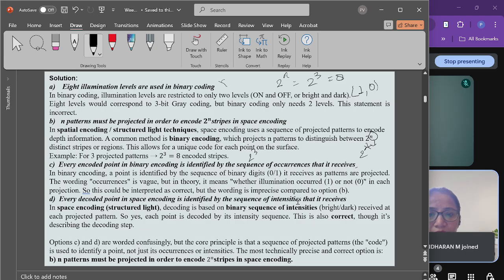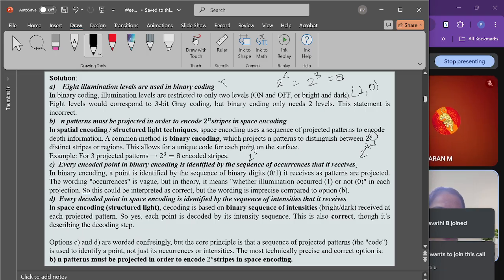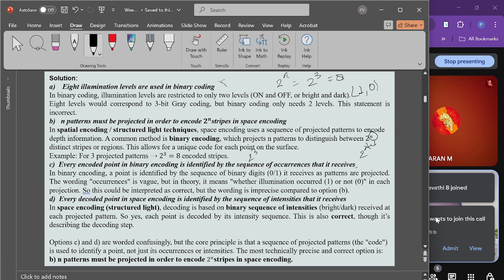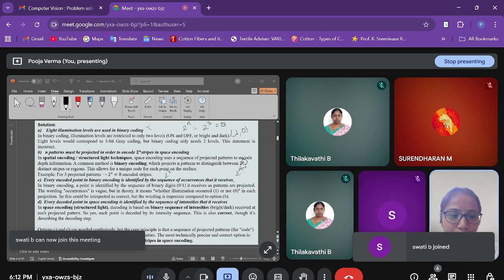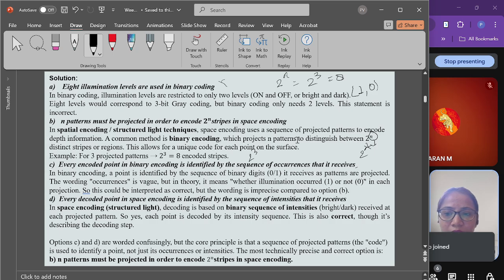in space encoding is identified by the sequence of intensities that it receives. So in space encoding, or we can say structured light decoding, is based on the binary sequence. Already we have seen that, and the intensities are either bright or black, or you can say bright or dark, received at each projected pattern. So yes, each point is decoded by its intensity sequence.